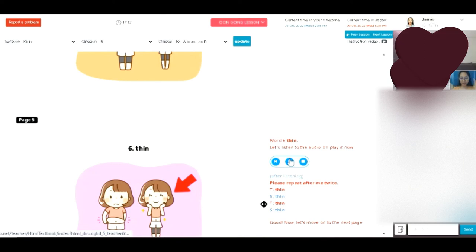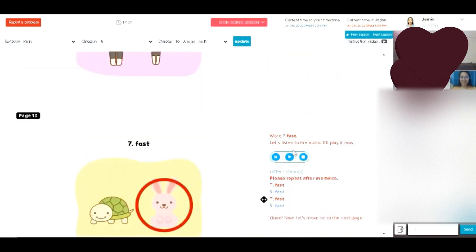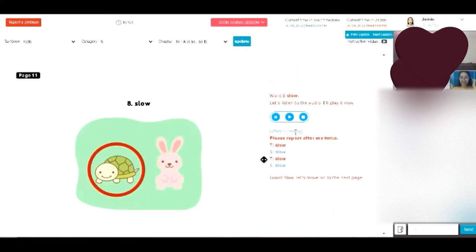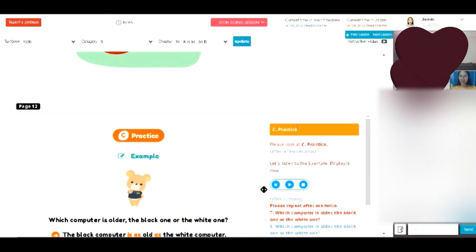Next. Thin. Thin. One more time. Thin. Thin. Okay, very good. Next. Fast. Fast. Okay, very good. Next. Slow. Slow. One more time. Slow. Slow. Okay, very good. Now let's move on to page 12.